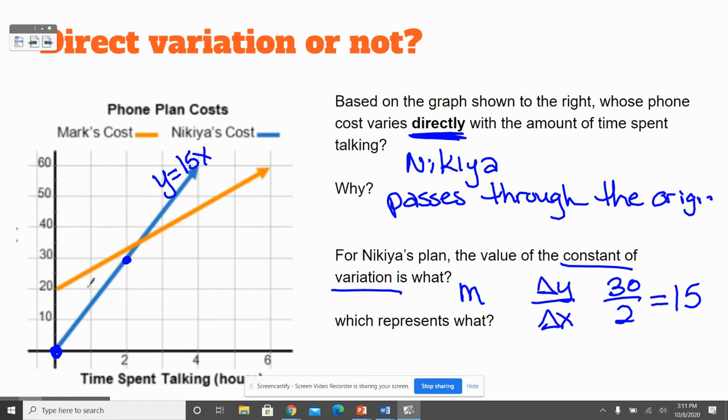This one is not direct variation, but we could still talk about the slope. From 20 to, let's find a nice point for you. Ooh, it's hard to find a nice point, isn't it?